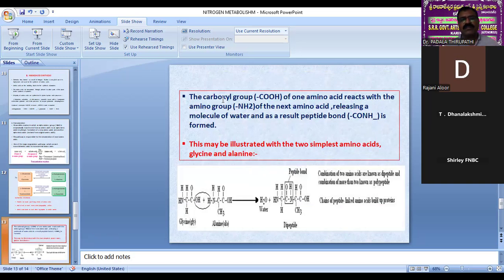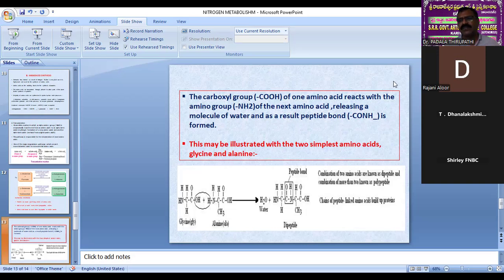When we observe, number 1 is the carboxyl group. Then one amino acid reacts with the amino group of the next amino acid, releasing a molecule of water, and as a result a peptide bond is formed. This may be illustrated with the two simplest amino acids, glycine and alanine.